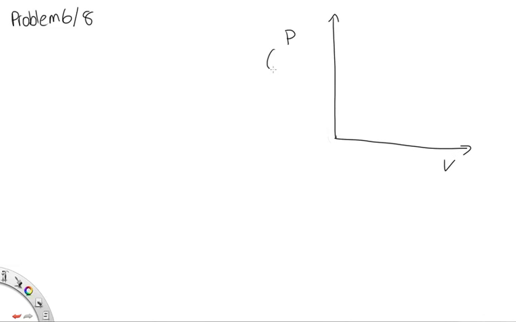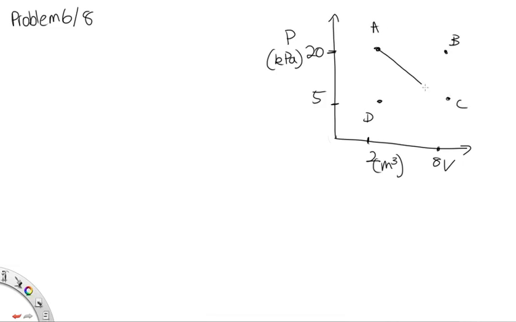Okay, we're now up to problem 6 for 1121 or 8 for 1131. In this problem, we've got a PV graph. Here's our V, here's our P. This is in kilopascals and this is in meters cubed. And we've got a cycle. We've got the point here, 20, here's 5, here's 2, here's 8, and points A, B, C, and D.